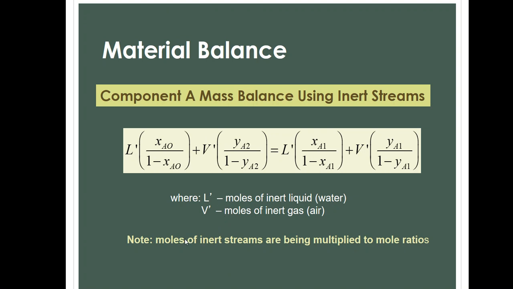So take note that the moles of inert streams are being multiplied not to mole fractions but rather to mole ratios. Actually, this expression is already the mole ratio of A. The smaller one here is the mole fraction of A. So we converted from mole fractions to mole ratios, and we are using mole ratios all throughout in this particular equation, in which we're using the inert parts of the streams. These are the streams entering, and these are the streams leaving our particular equipment.